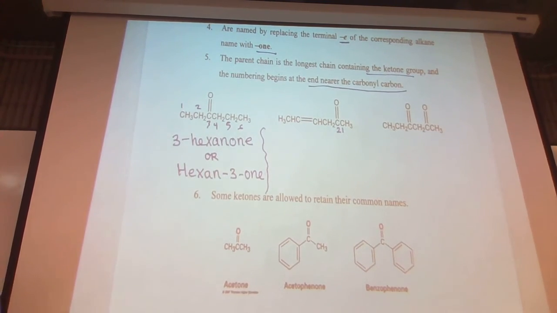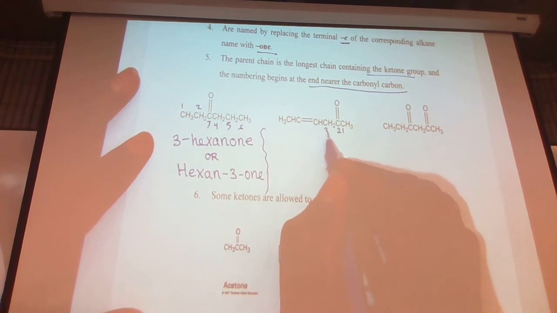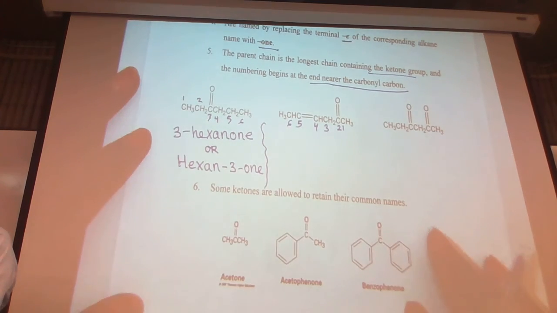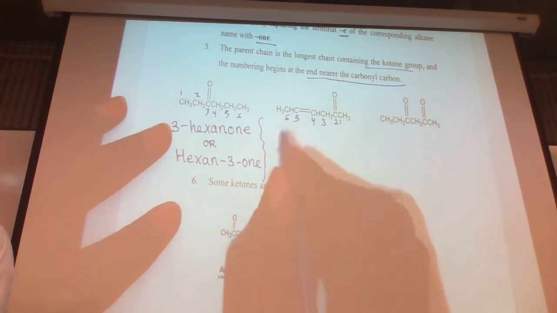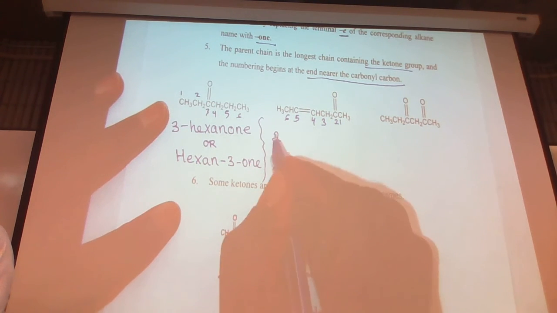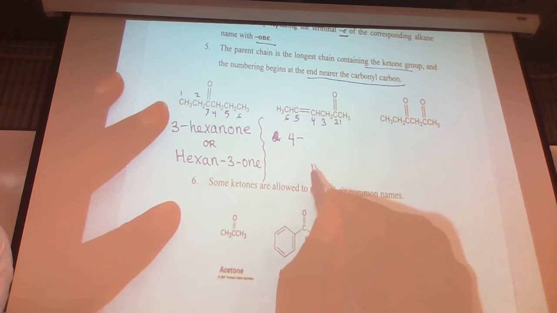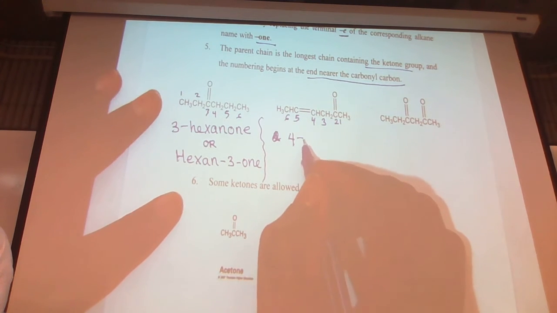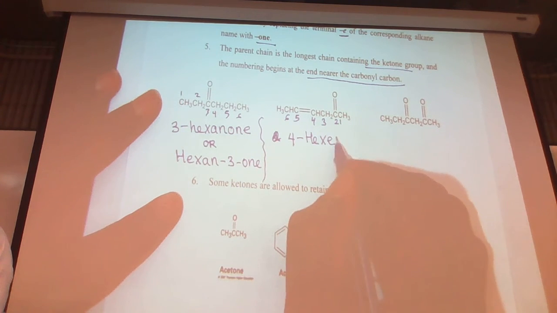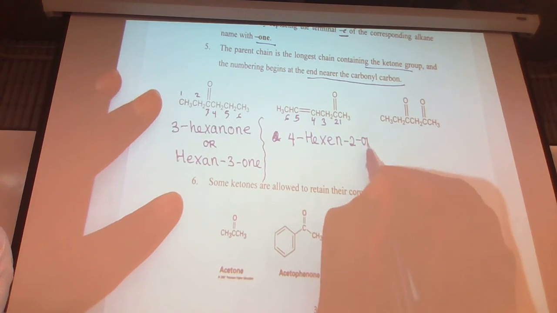Make sense? You still have to indicate the position of the double bond. So in this case, the double bond will now be at position number 4, and the ketone at position 2. So it's 4-hexen-2-one.